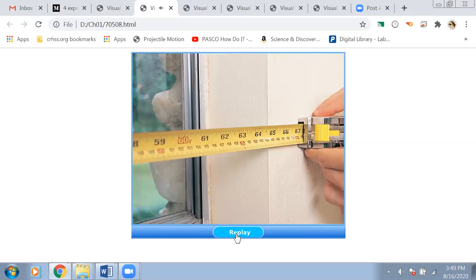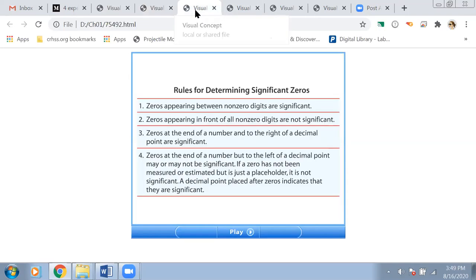The next one is rules for determining significant figures. Rules for finding significant figures help you ensure that the numbers you report are accurate.